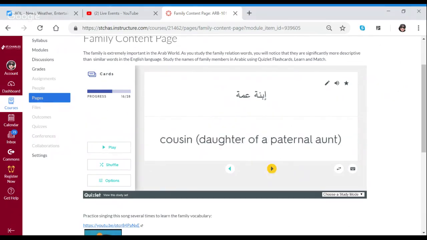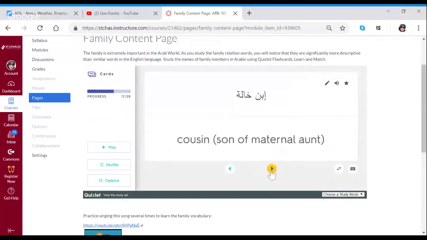Next, Ibnat Amma. Ibnat Amma is, again, a cousin. Here it's a female. You know that because of the ta marbuta at the end. And then Amma is a paternal aunt. And we know it's an aunt because we have, again, a ta marbuta. Okay, so that ta marbuta will tell you if it's female or not. Again, in English, this would be a cousin.